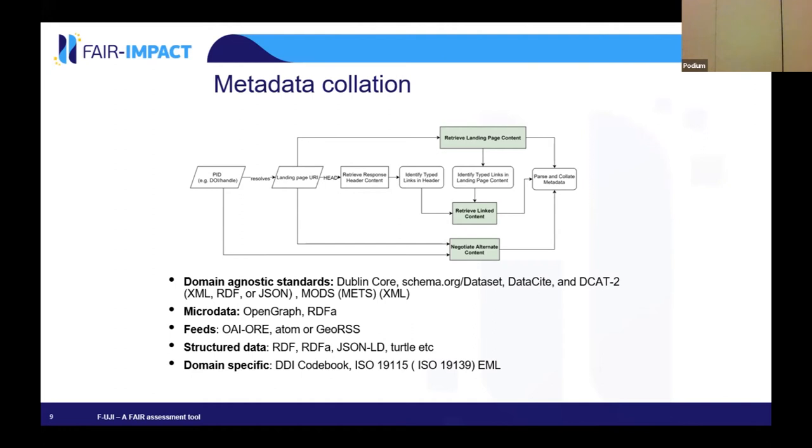Above is a list of metadata standards which are presently supported by Fuji, for example, domain-agnostic standards like Dublin Core, or schema.org Dataset, DataCite, or DCAT2. In addition, Fuji is also able to extract metadata from structured data, RDF, or Turtle, and so on. And Fuji is also now starting to implement domain-specific metadata formats such as DDI Codebook or ISO 19115 or EML. This is an ongoing process which will grow the number of supported metadata standards.